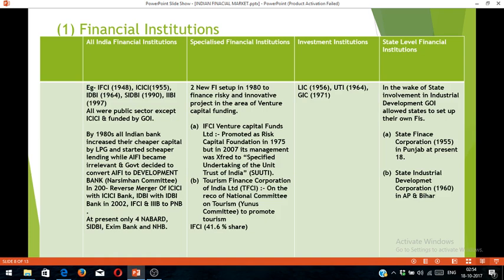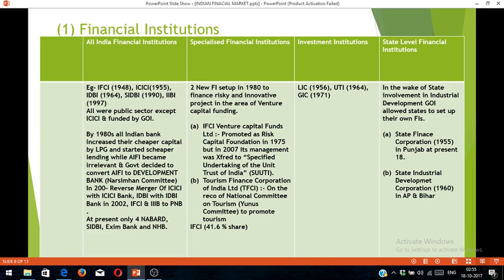In 2000 the government also followed the same practice. They merged ICICI, which was of high capital, with ICICI Bank with low capital. This is called reverse merger, on the recommendation of the Narsimhan Committee. Then IDBI also merged with IDBI Bank in 2002. IFCI and IIB also merged with PNB.